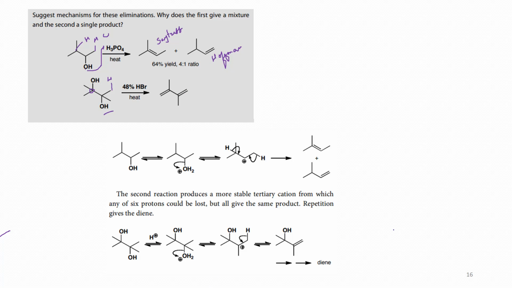Here you can see after elimination a similar type of process will repeat. After this, another molecule of water will get removed in a similar way. We get this diene as the sole product. Okay.